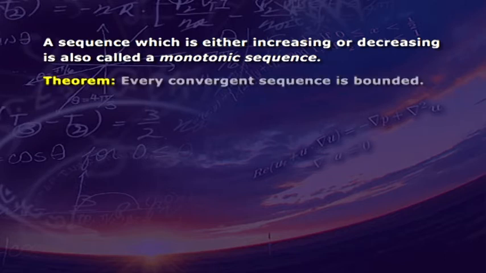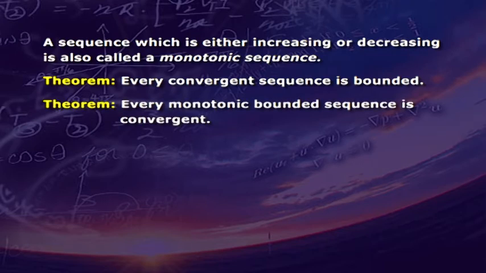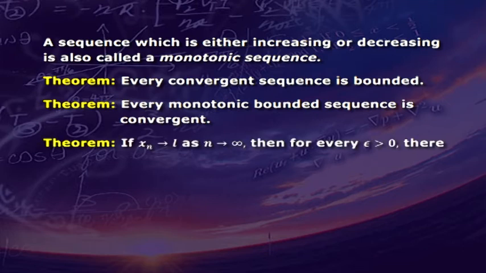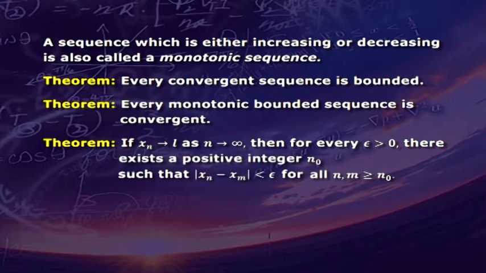Theorem: every convergent sequence is bounded. Theorem: every monotonic bounded sequence is convergent. Theorem: if x_n converges to L as n goes to infinity, then for every epsilon greater than 0, there exists a positive integer n_0 such that the modulus of x_n minus x_m is less than epsilon for all n, m greater than or equal to n_0.